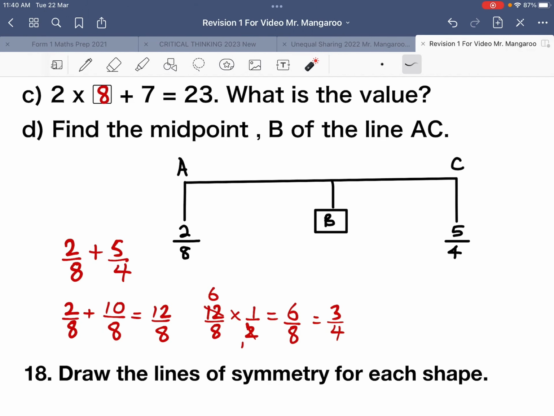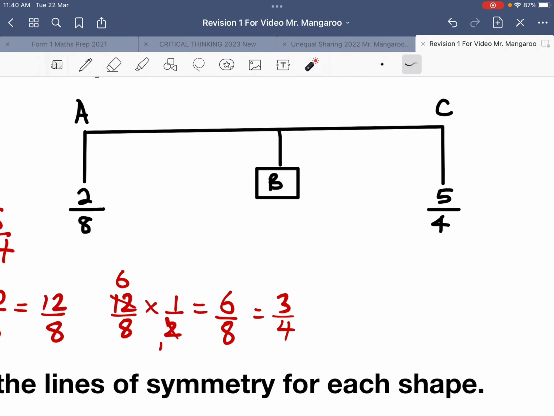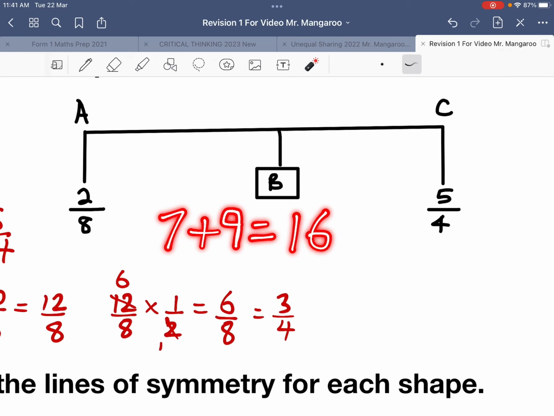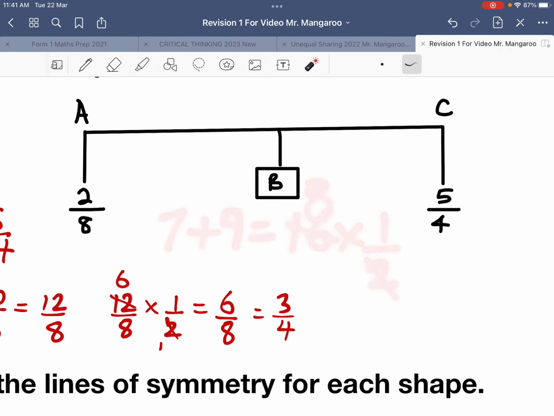D. Find the midpoint of the line AC. How I normally explain this is, if we have a number 7 and a number 9, how do we get a number in the middle? Well, we know that it's 8 because that's easy, right? But if it was more complex, we would say 7 plus 9 is equal to 16, and then we find half of 16, which is the same as 16 divided by 2, and that will give us 8. So we will use the same approach for this.